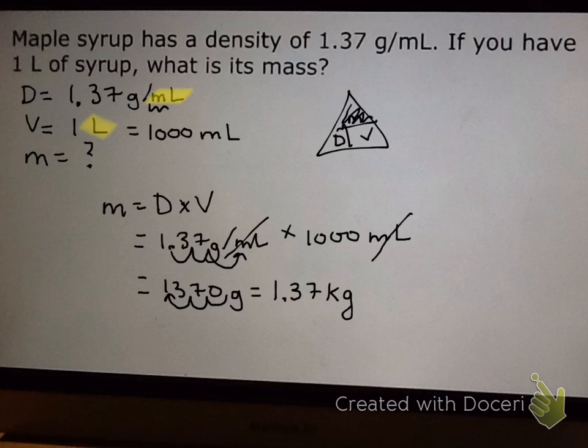That's all for our lesson on density. The maple syrup, 1 liter of maple syrup must weigh 1.37 kilograms. So if you're looking to mail it somewhere, that's something to keep in mind.